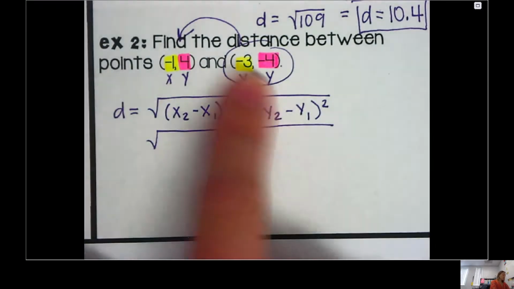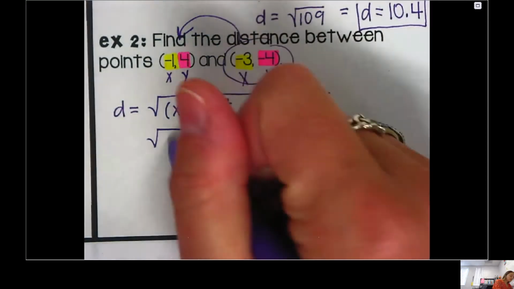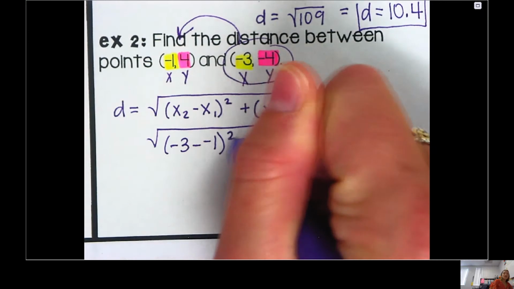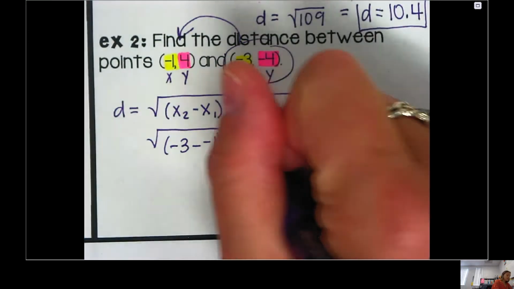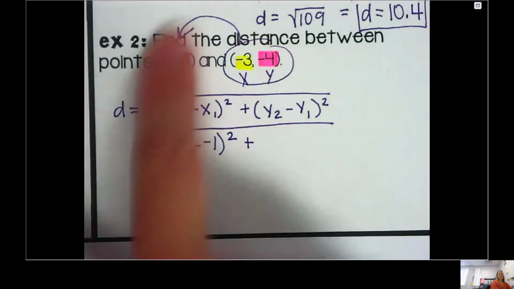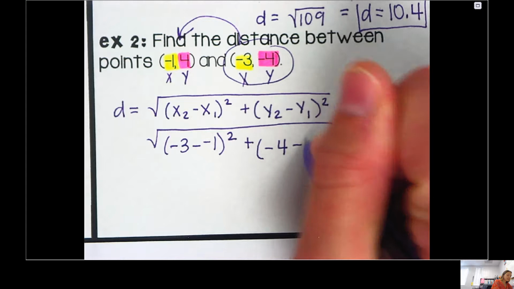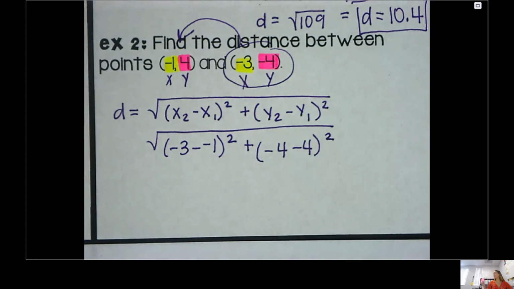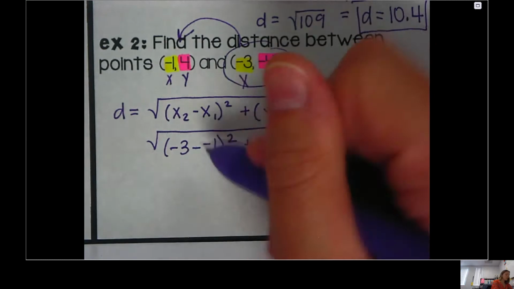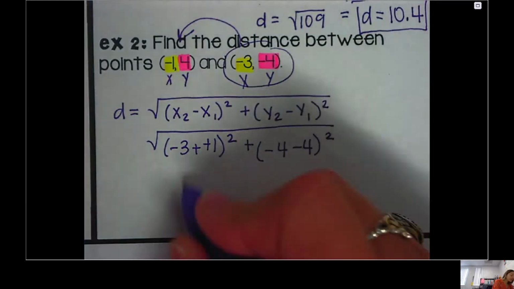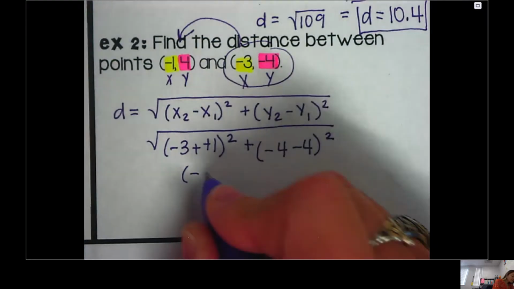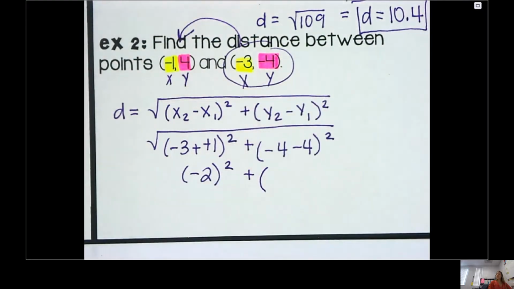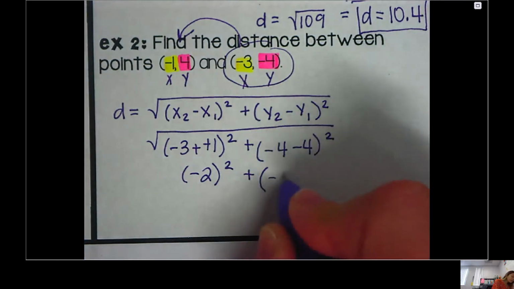So if I go from here to here, I'm going to do my x's first. -3 minus -1. Close my parentheses and square it. Plus, do the same thing with my y's. I go from this one to this one. So I'm doing -4 minus 4. What should I do now? What's my first step? Yes? Add what? Beautiful. So -3 plus 1 is really, whoa, it's a -2. Plus -4 minus 4 is -8. Close it and square it.